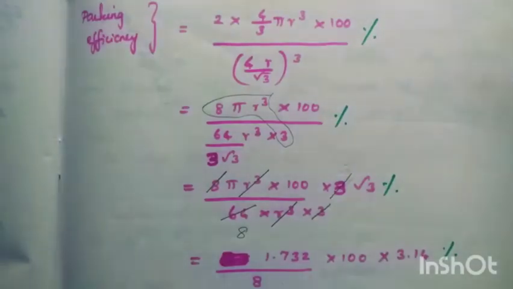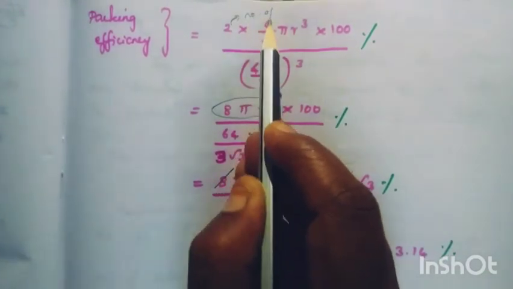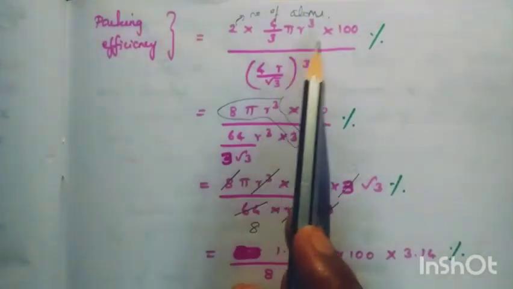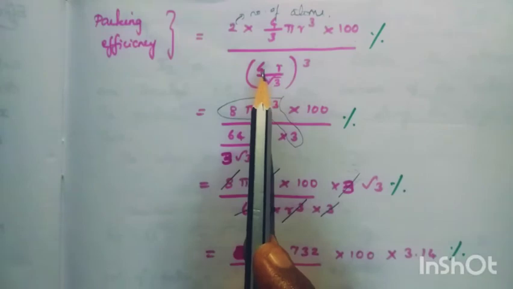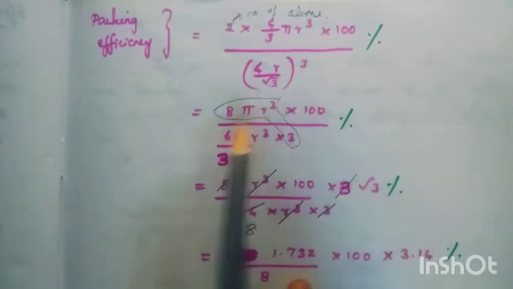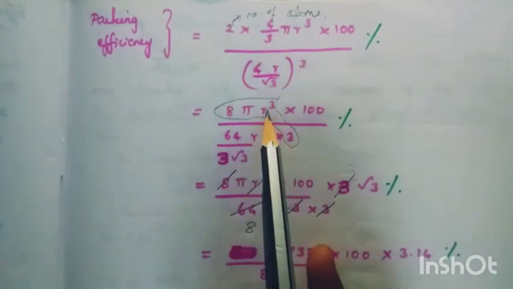Now let's substitute the volume of the sphere occupied in the unit cell and the volume of the cube. Packing efficiency is equal to 2. What does this 2 represent? It represents the number of atoms. 2 into 4/3 pi r cube into 100 by a cube, where a is equal to 4r by root 3, cubed. 4 2s are 8, 8 pi r cube into 100.